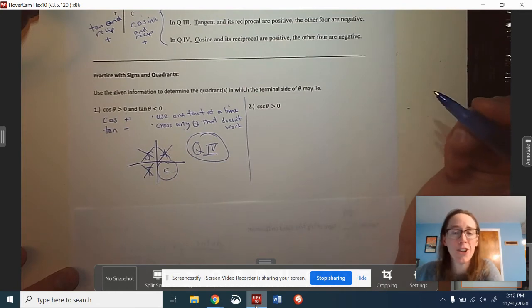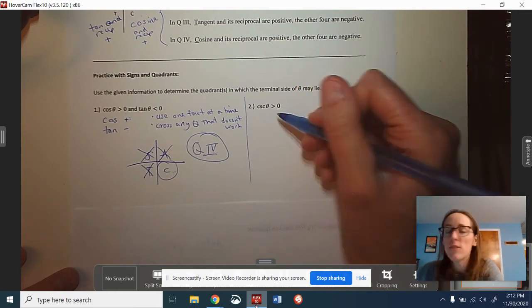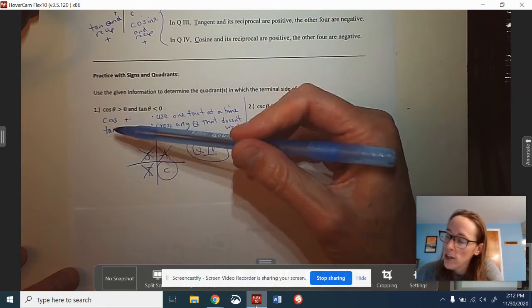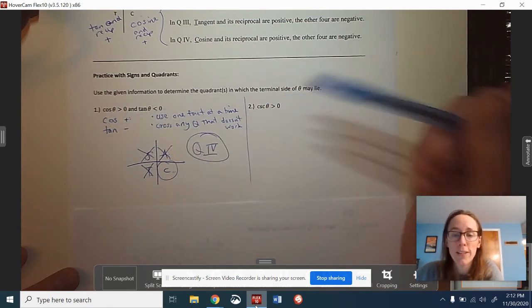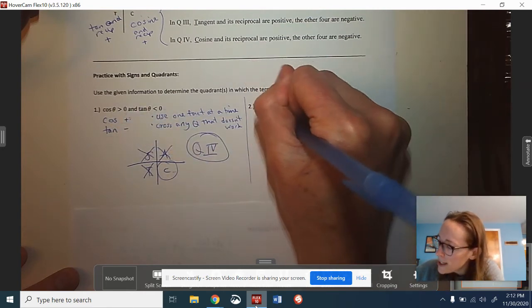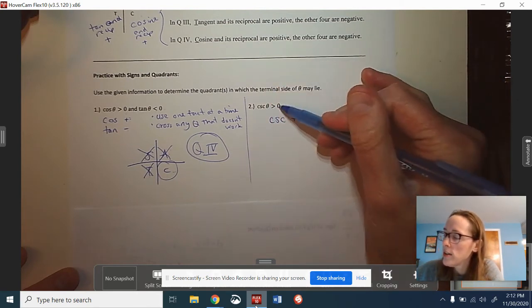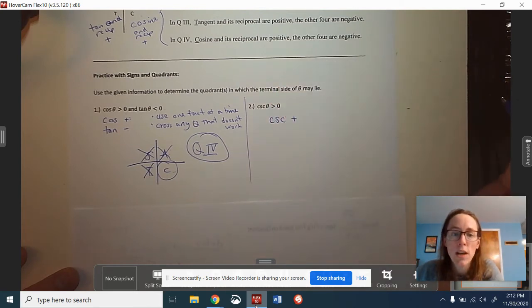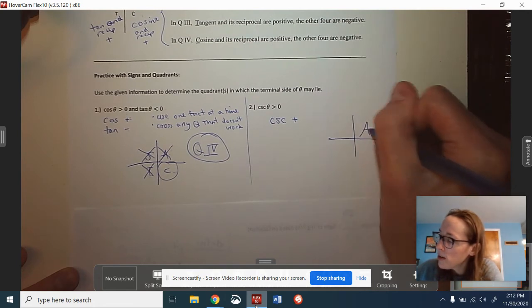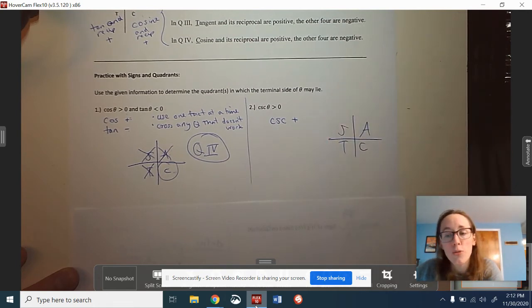Okay, let's make our way over here to cosecant theta greater than 0. So this time I only gave you one fact. Here I gave you two facts. This time I gave you one fact. This says that cosecant is positive. That's what greater than 0 means. So cosecant's positive. Unfortunately, with All Students Take Calculus, none of these stand for cosecant.